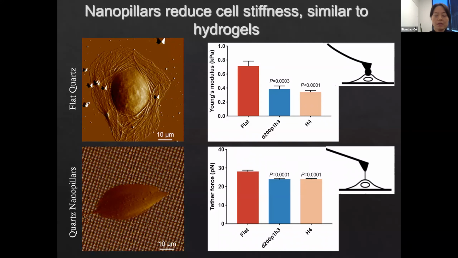So for this particular study, I want to emphasize the nanopillars are made of glass and quartz, and so the stiffness of the nanopillar substrate is on the order of probably 100 gigapascal, and the hydrogel in this case we're using is 1 kilopascal, and so those are almost 6 orders of magnitude difference in substrate stiffness, but they induce similar cellular responses.